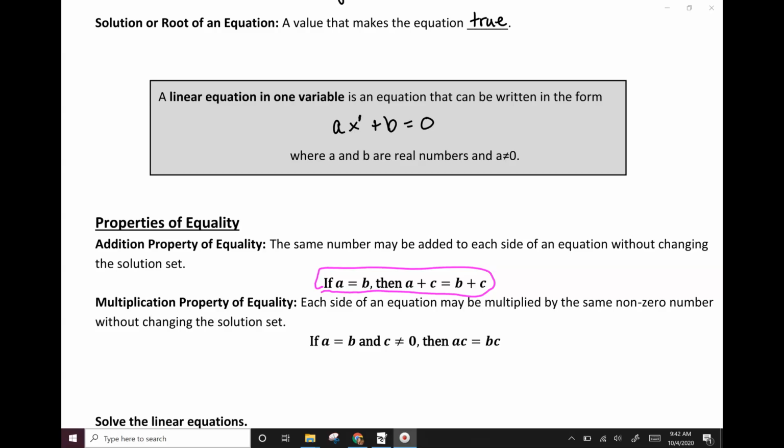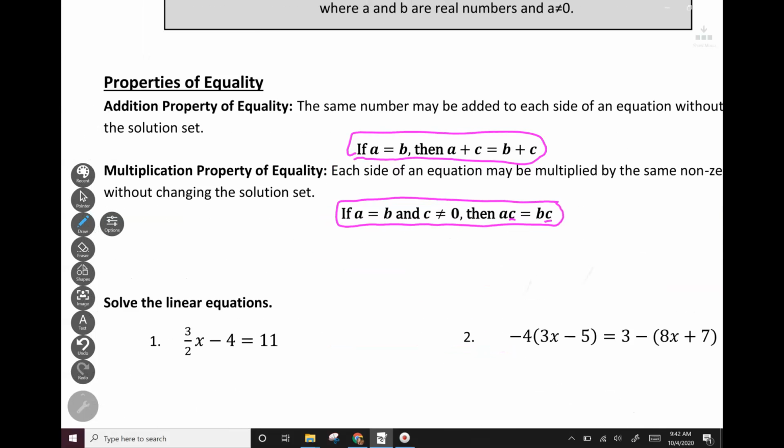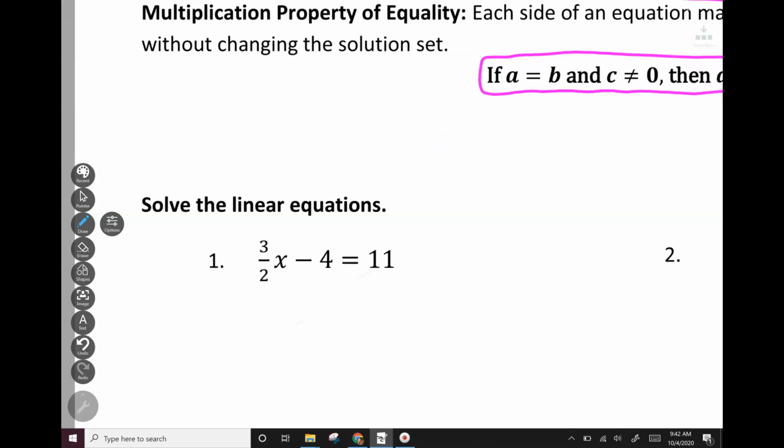Right? Multiplication property of equality. Each side of an equation may be multiplied by the same non-zero number without changing the solution set. So if a equals b again, and c does not equal 0, then you can multiply c on both sides of the equation without changing the solution set. So those are two properties that allow us to solve a linear equation, because we can add the same number to both sides, or in the same vein, you can subtract the same number. And also, you can multiply or divide the same number on both sides without changing the solution set.